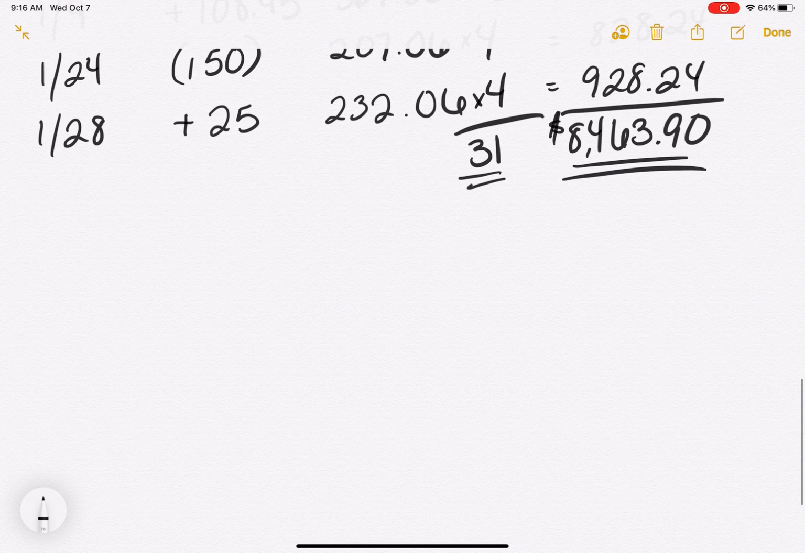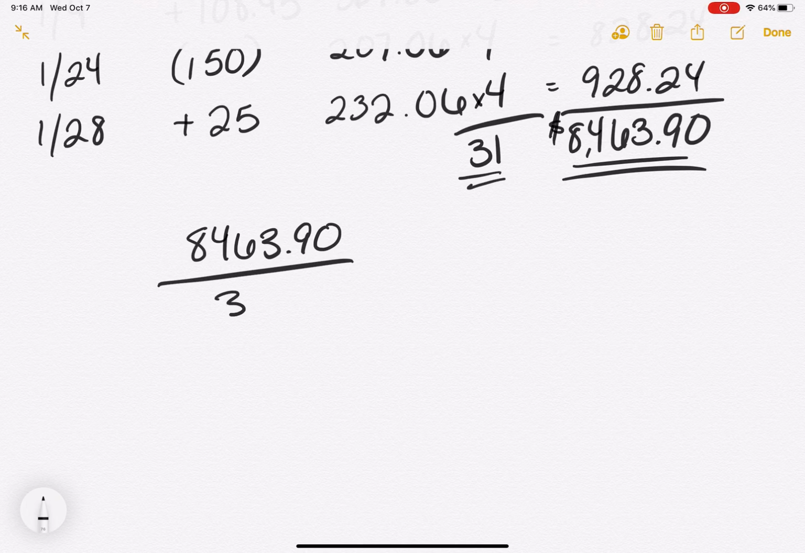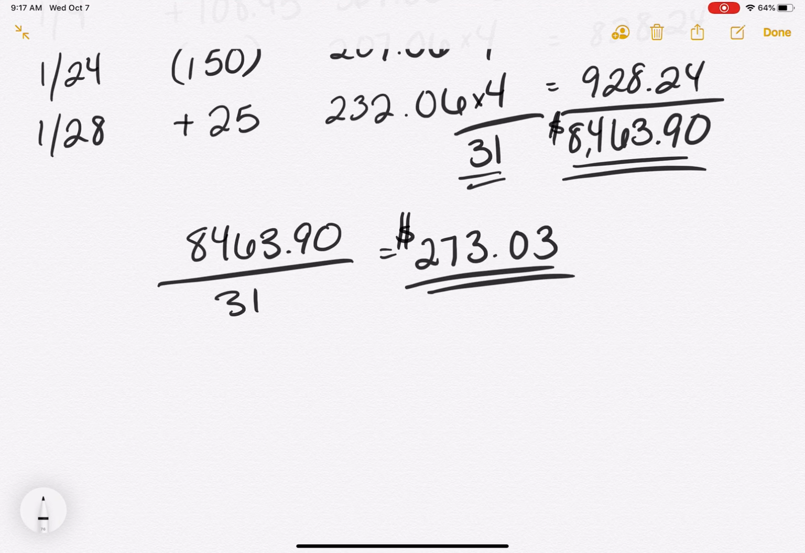Good, good. All right, so now we find the average. 846390 divided by 31 is 273.03. What do we do with this number now? Plug it in, to what? The finance charge. For the finance charge, this is our principal.